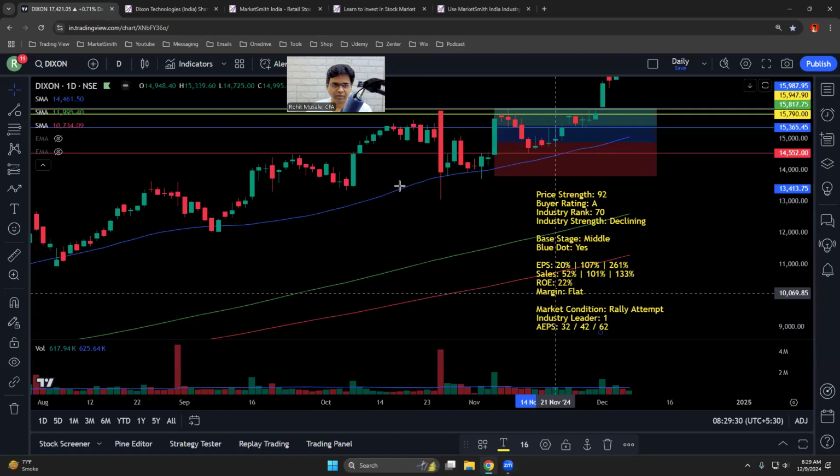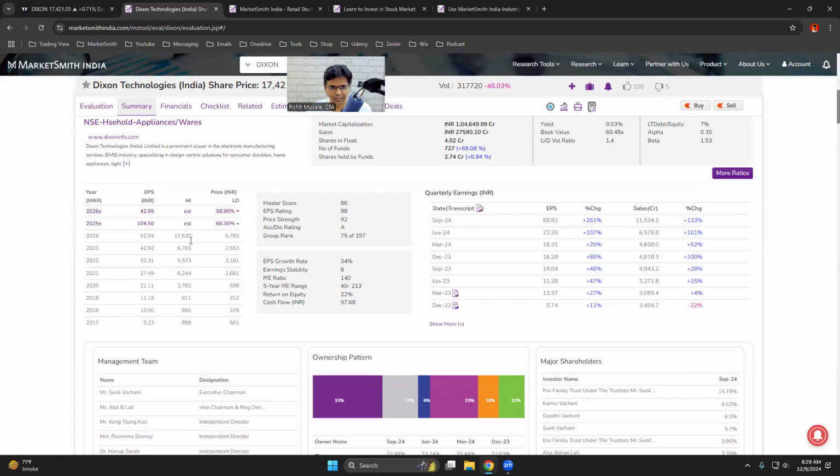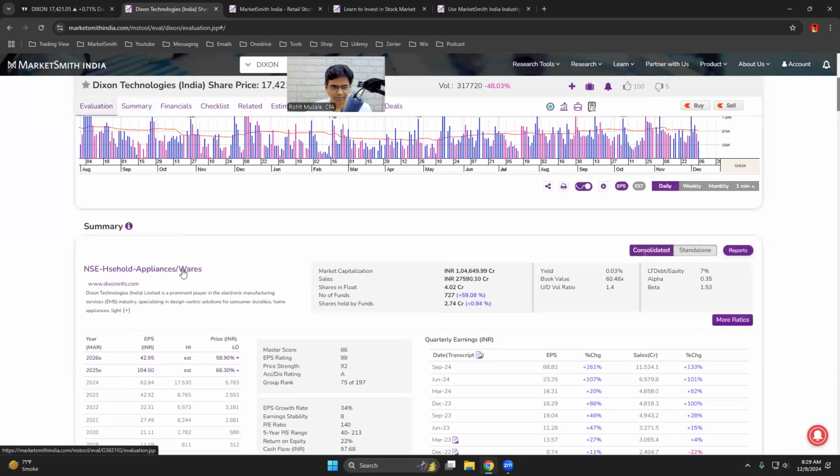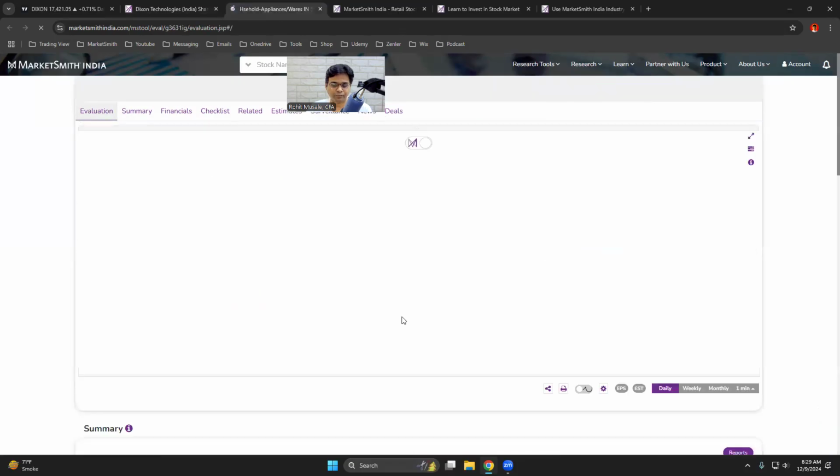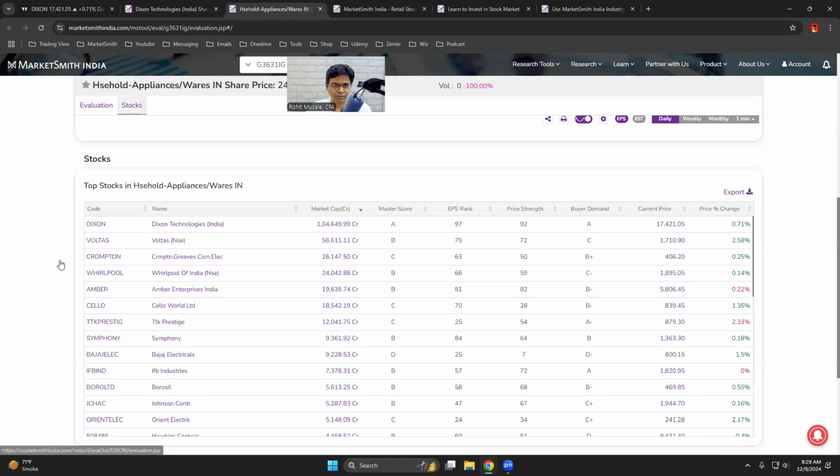Then industry leader, how do you check that? You go to industry, you click here, click on stocks. See Dixon, highest market capitalization within the industry group. Dixon, Voltas, Crompton Greaves, the top three companies in that industry group as per market capitalization.